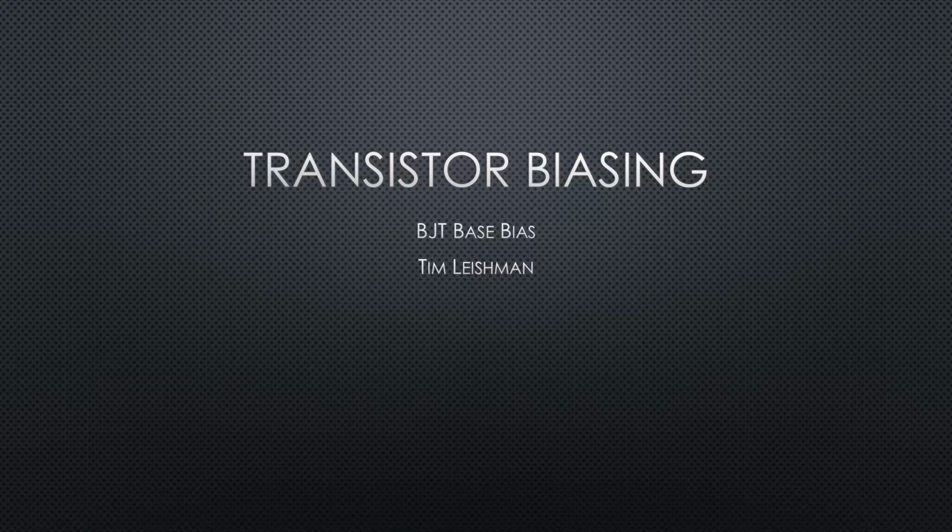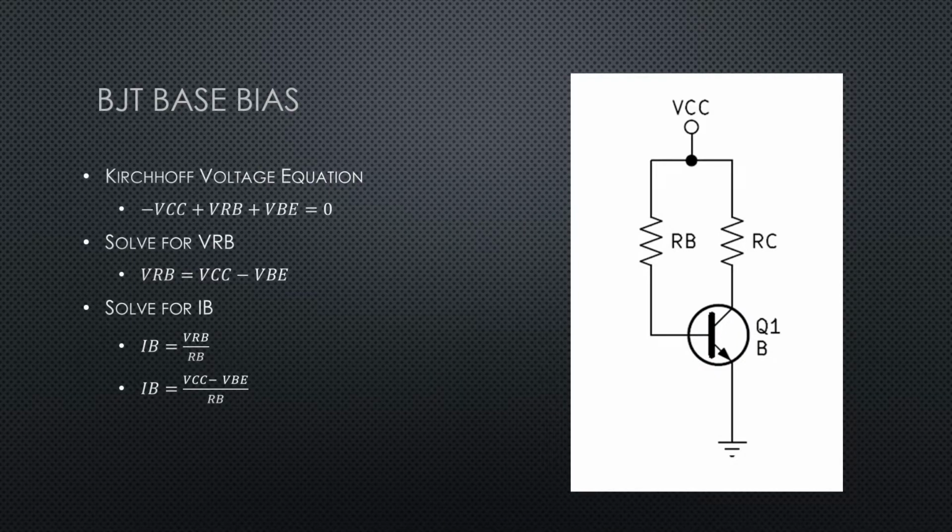All right, let's take a look at transistor biasing. We're going to look at the simplest form of biasing, the BJT base bias. So in order to analyze this circuit, we're going to write a Kirchhoff voltage loop equation.